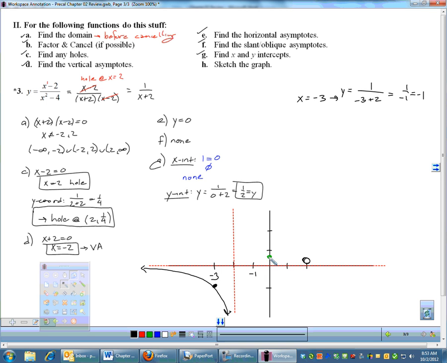On the right side, I already have a point up here, so that's enough to tell me that my graph is going to come down like this, and follow the asymptote. And there's our graph for number 3.